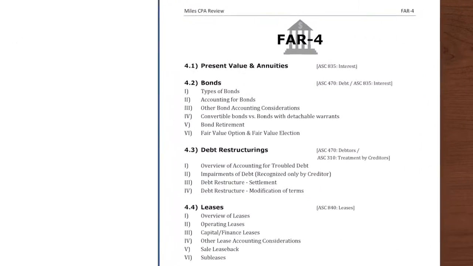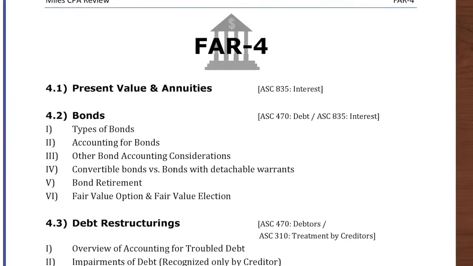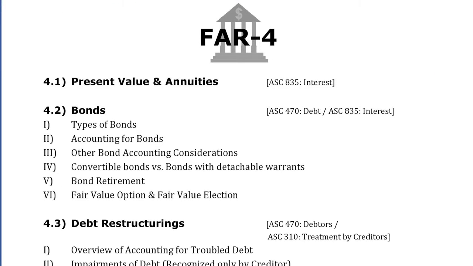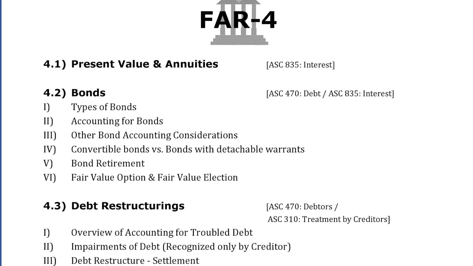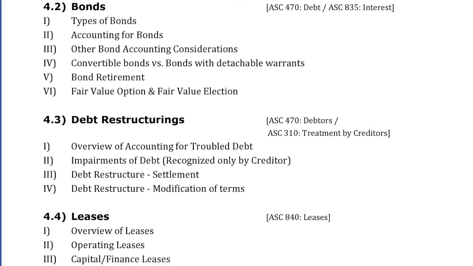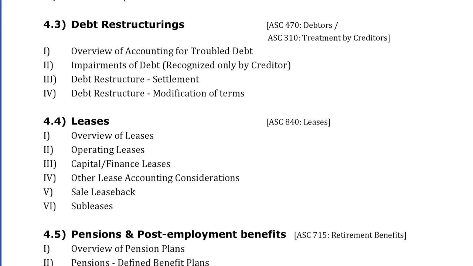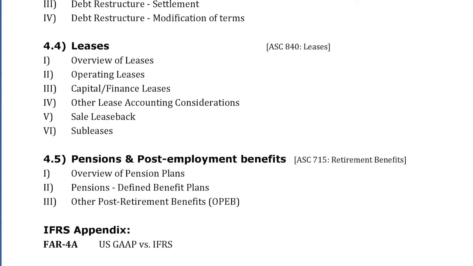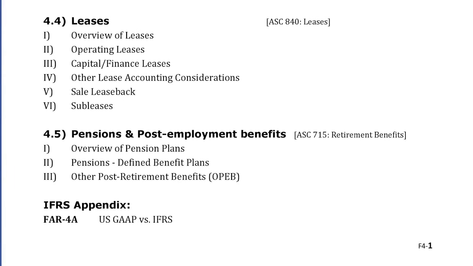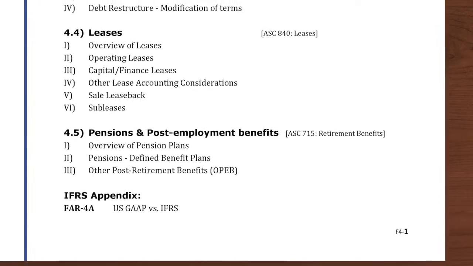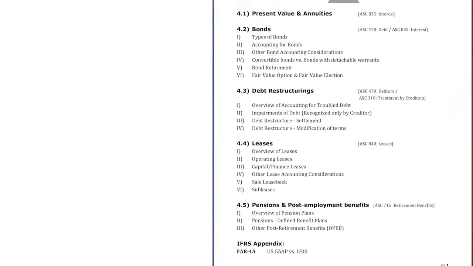On FAR-4, page 1, let's look at all the content that we're going to be studying in FAR-4. We're going to be starting with present value and annuities, and then we'll learn about applying the present value and annuities concept to bonds, to debt restructurings, to leases, and to pensions. So as you can already understand, there's a lot of content in this chapter, but this one is really important for your CPA exams. So let's kickstart with the present value concepts, and then we have a lot to come in this chapter.